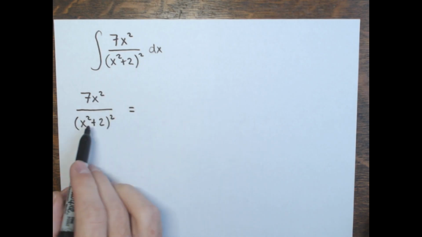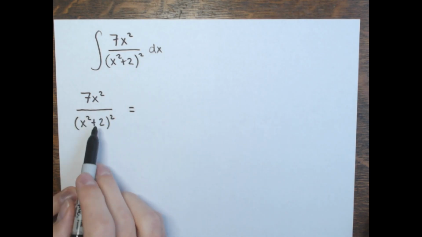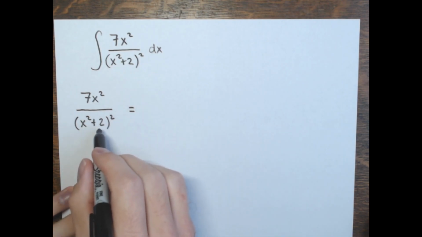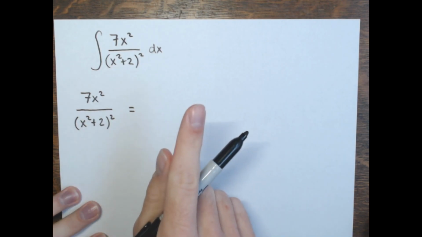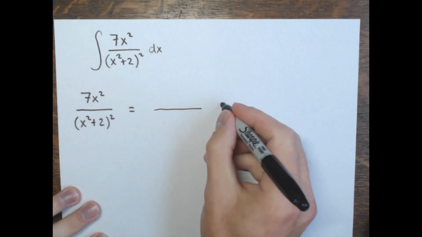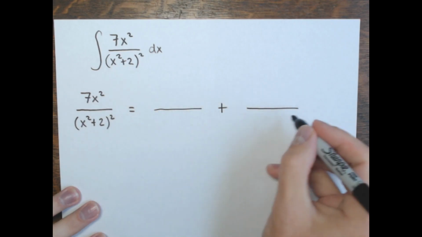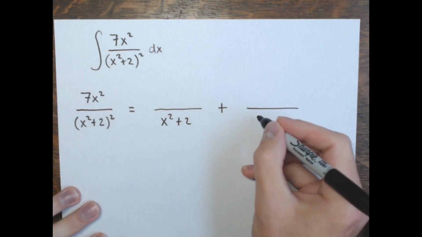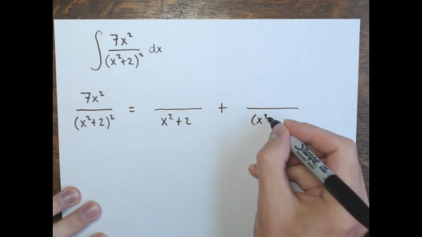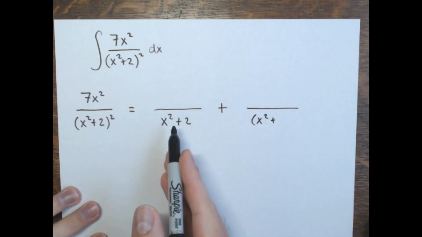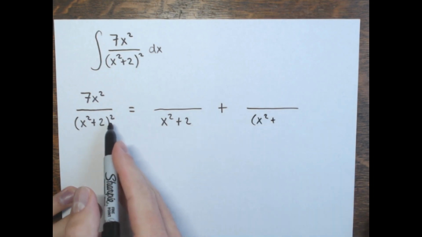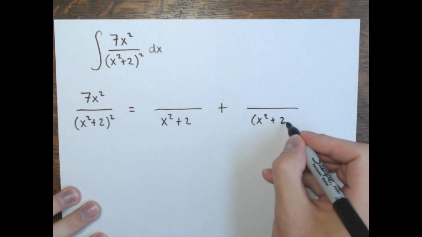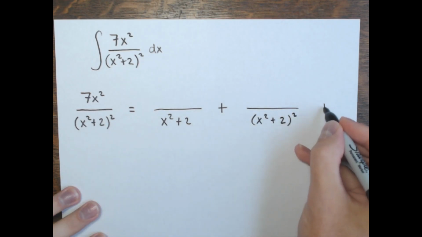When I'm writing the denominator, it's a proper fraction. The denominator is already completely factored. There are 2 factors down here: x squared plus 2 and x squared plus 2 again. So I should have 2 fractions in my PFD. One with x squared plus 2 to the first power, and then another with x squared plus 2 to the second, right? You just keep going from the first power up to the power that you see in the factorization of the denominator.